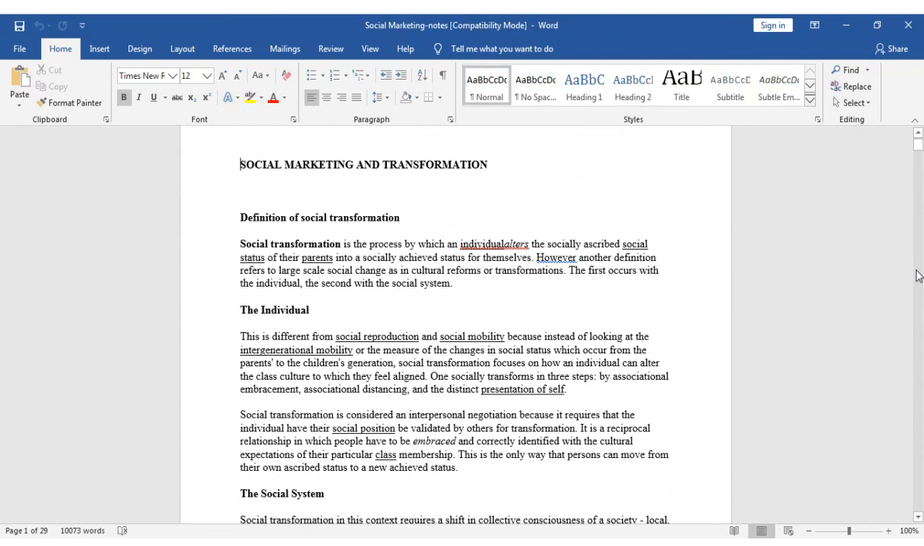So social transformation is considered as interpersonal negotiation. The key term there is interpersonal, meaning you're talking to yourself. You're trying to work on your career yourself, on your plans, your life yourself. Because it requires that the individual have their social position validated by others for transformation. It is a reciprocal relationship in which people have to be embraced and correctly identified with the cultural expectations of their particular class membership. This is the only way that persons can move from their own ascribed status to the new achieved status.